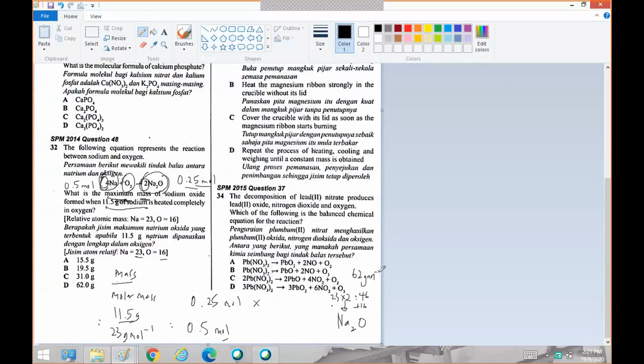Okay? So we're going to multiply that. Again, you don't have to worry about these 2 over here. They are only here for the ratio when it comes to the equation. But when it comes to calculating the mass, they are not involved. So 0.25 times 62 is basically 62 divided by 4, a quarter. That will be equal to 15.5. I'm not using a calculator, so it's correct. So the answer should be 15.5 grams.